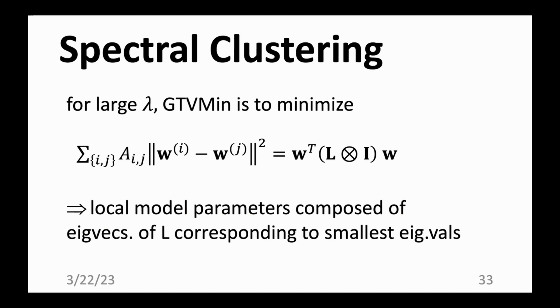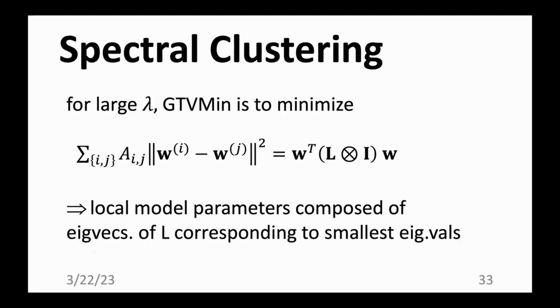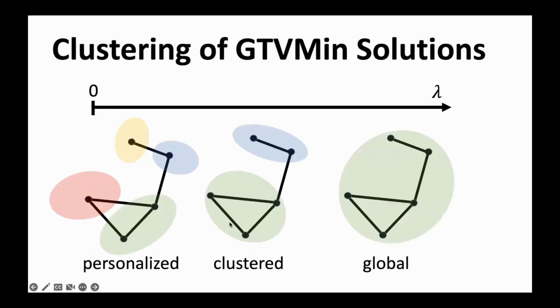taking into account that when lambda becomes large, so for large lambda, you put the focus or you emphasize this second term in the minimization problem. And to make this second term small, based on this identity, means these weight vectors should basically be linear combinations of the eigenvectors of this graph Laplacian corresponding to the smallest eigenvalue. And as I briefly sketched last lecture, these eigenvectors actually have piecewise constant values over the clusters in the graph.